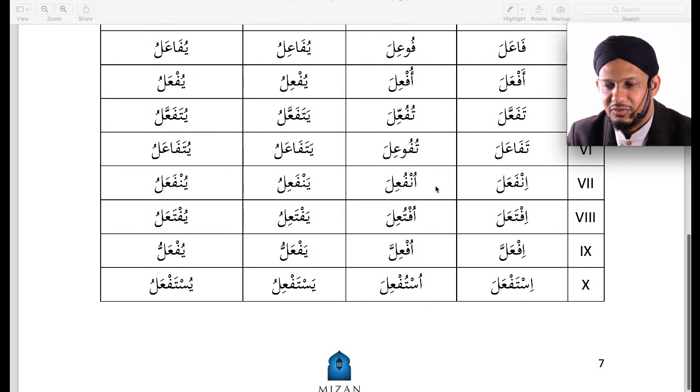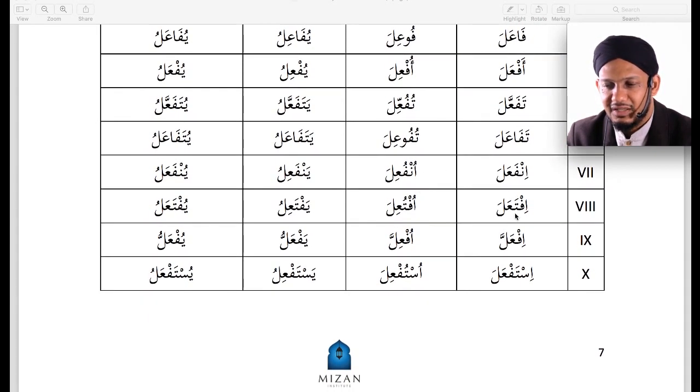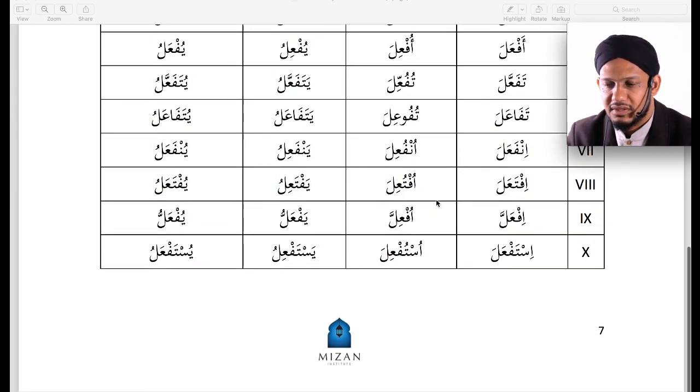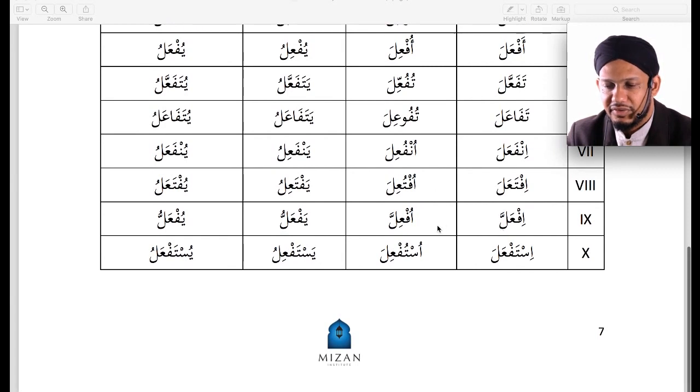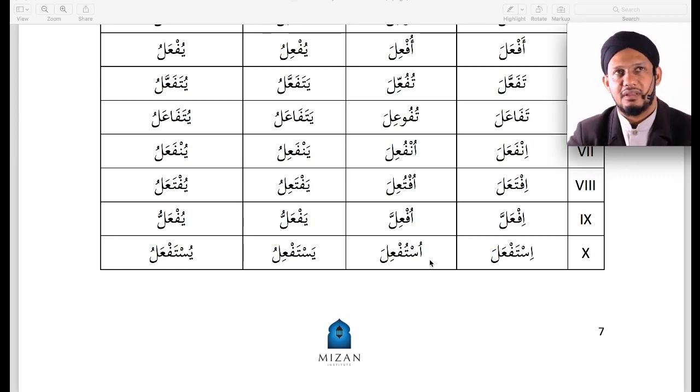Infa'ala, unfu'ila, which you don't hardly ever get. Ifta'ala becomes what? Uftu'ila. So again, we're changing the ta also just to match the sound of the alif, just to make it easy to say. If'alla, uf'illa. Next one, istaf'ala, ustuf'ila. So I don't want you to memorize that. I actually don't even want you to stress about it.